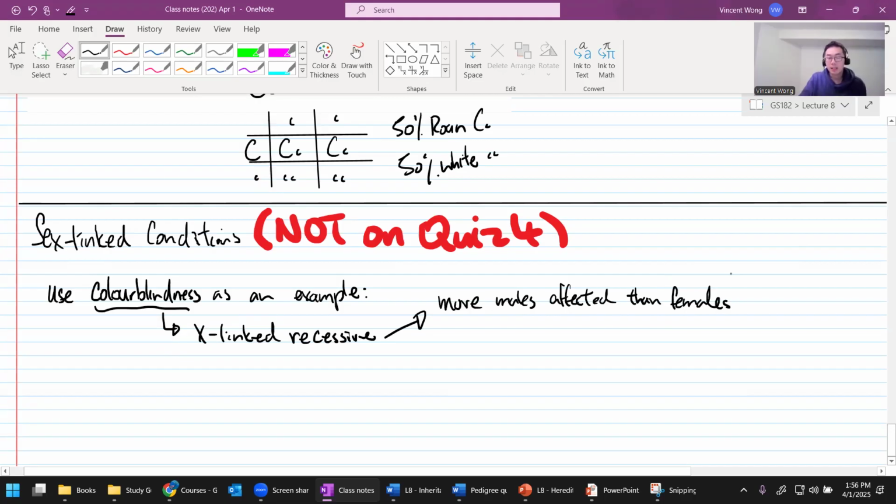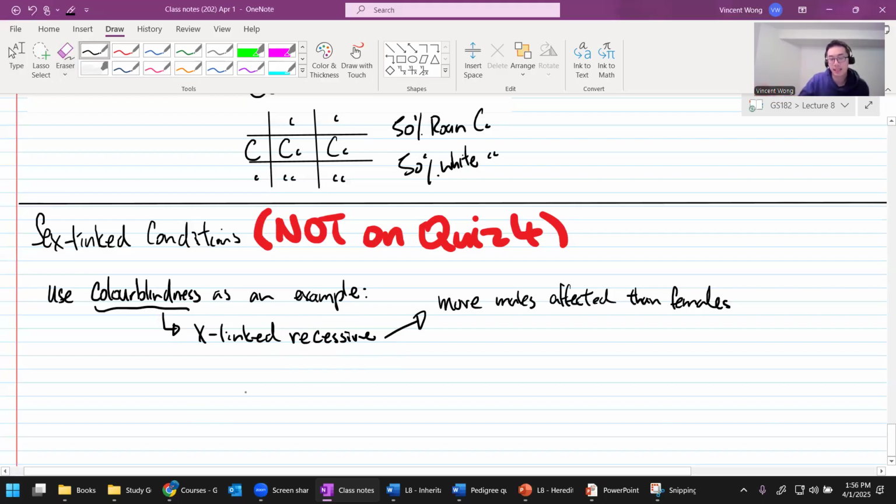Why? Because females have two X's. So if they get one bad X, no problem. The normal one will cover it up because it is recessive. Men only have one X, so if we inherit the bad X, we automatically get the condition.